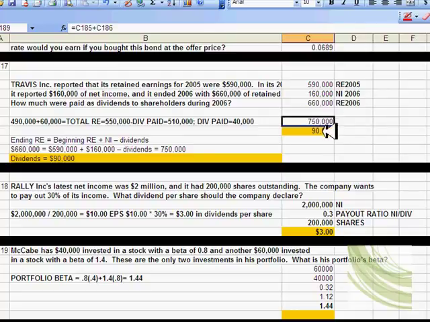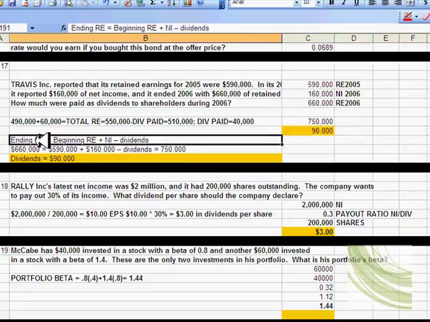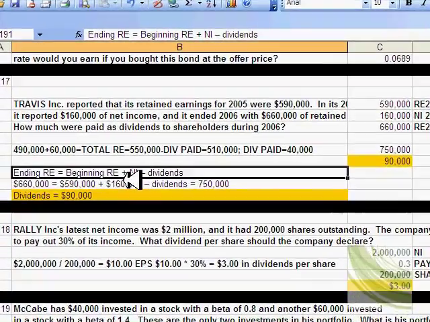And you don't have this information, so at the end of the year balance, we know we had $590,000, we made $160,000 in net income, so ending retained earnings are $750,000, out of which we are only left with $660,000. So obviously $750,000 minus $660,000 equals $90,000, which we must have paid in dividends. So ending retained earnings equals beginning retained earnings plus net income minus the dividends. So 590 plus 160 minus the dividends equals 750,000. So dividends equals 90,000. Okay.